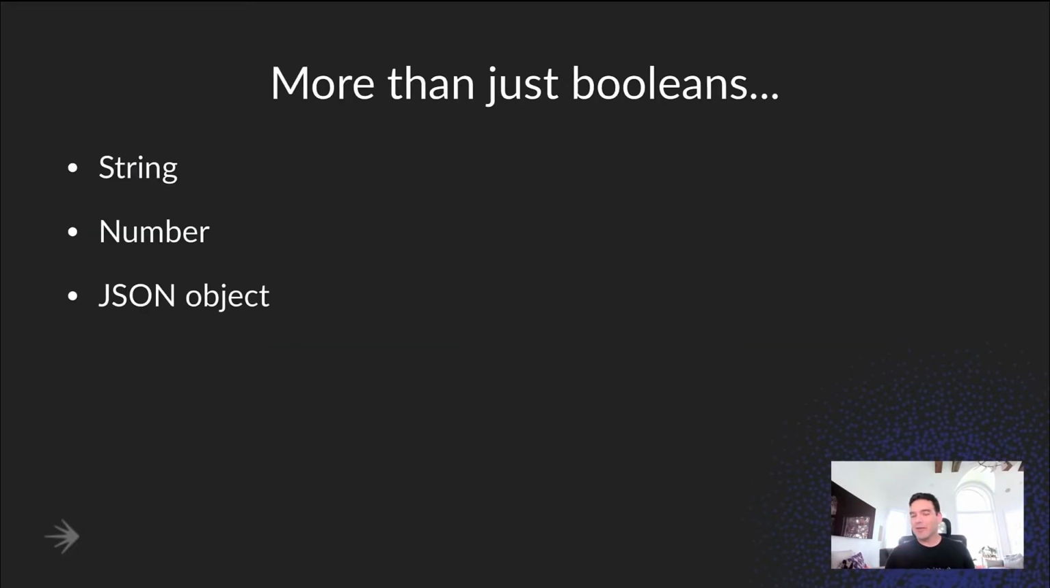But you can do more than just simple on-off Boolean flags. You can do string flags and number flags and JSON object flags. That way you can pass configuration information and do multiple variations of flags and things like that. So you can do a lot more powerful things than just say yes or no, run this code, yes or no, show this feature.